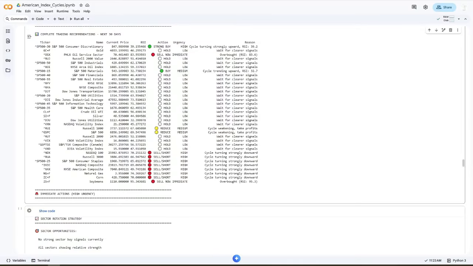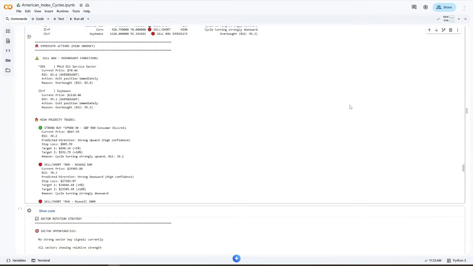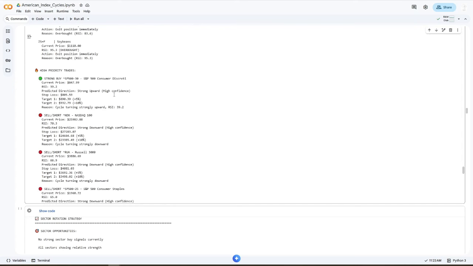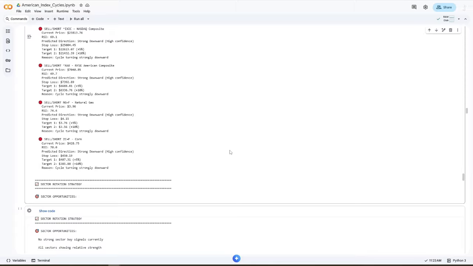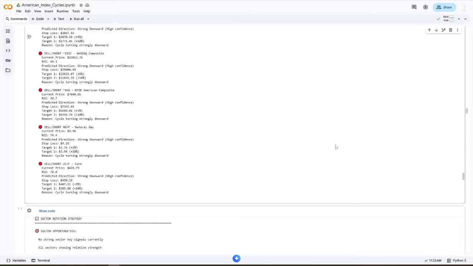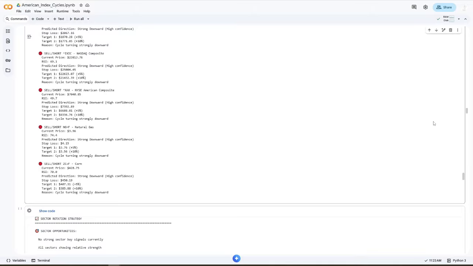Now, the model also gives you advice. So immediate action: sell now, overbought condition, oil services and soybeans. High priority trades: buy consumer staples, and short NASDAQ, Russell 3000, short the consumer discretionary, the NASDAQ Composite, the NYSE American Composite. Sell short, and it gives you also a target price, which is very, very useful if you are an institutional investor, a trader or stuff like that. It gives you a trading idea that you can benchmark with what happens in the market.